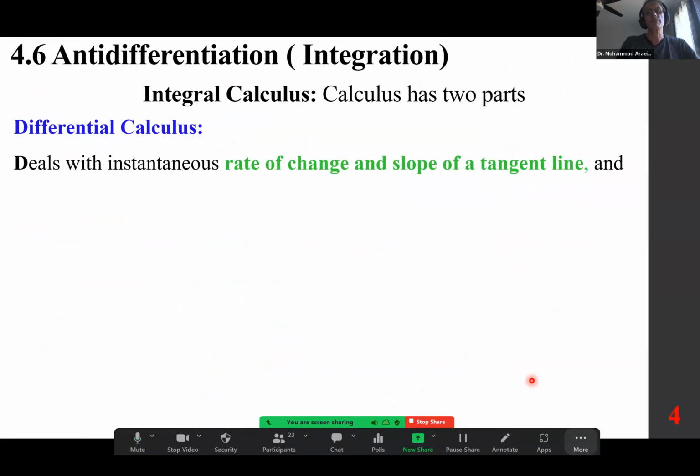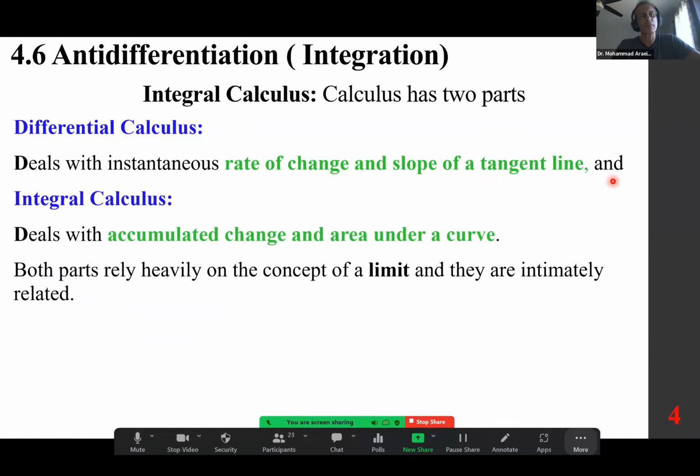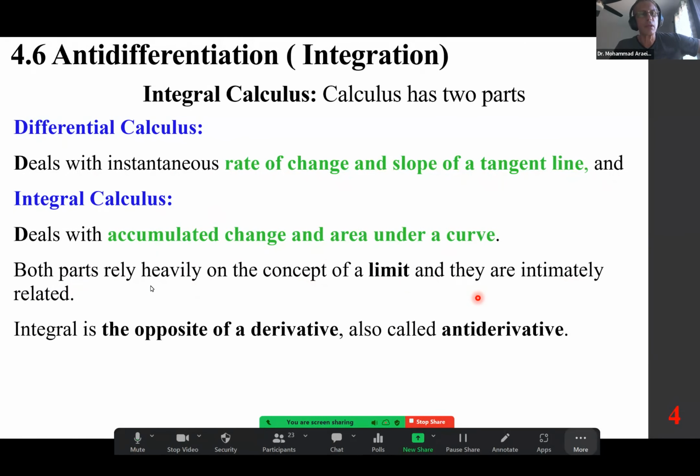Integral calculus, it has two parts. Differential calculus, which deals with instantaneous rate of change and slope of a tangent line, and integral calculus, which deals with accumulated change and area under a curve. Both parts rely heavily on the concept of a limit, and they are intimately related. One is the reverse process of the other.